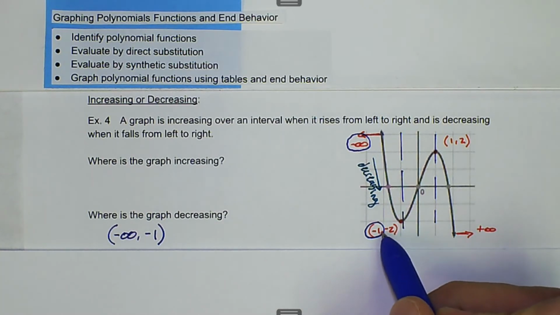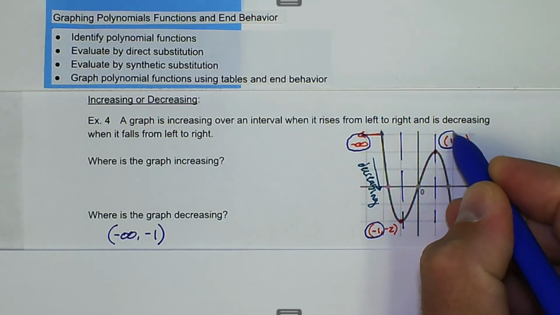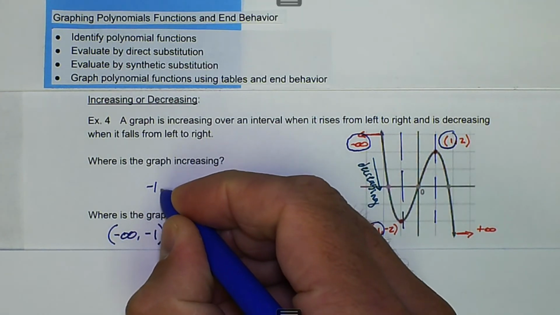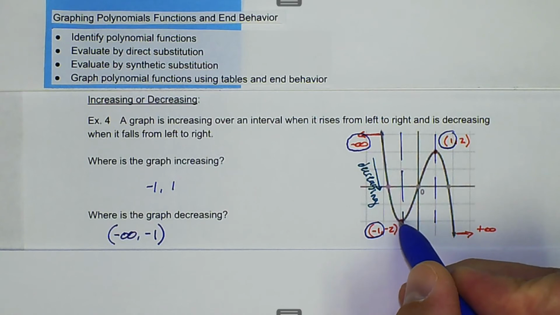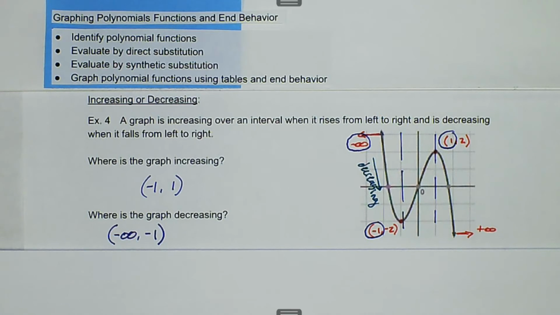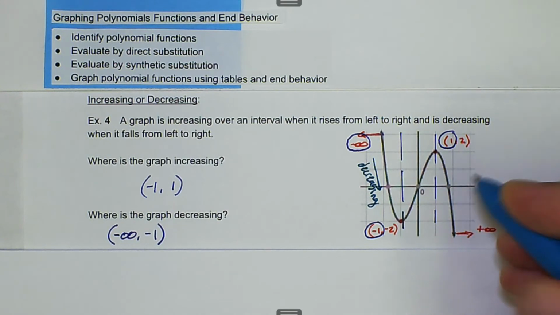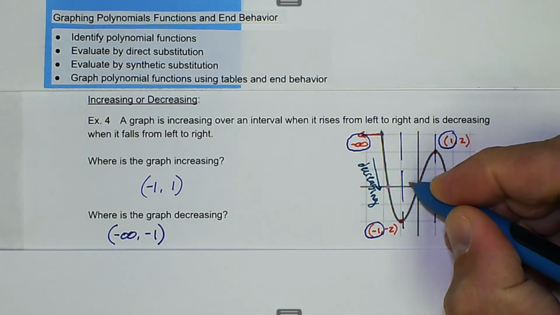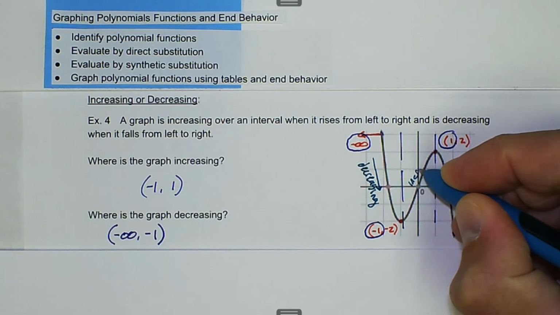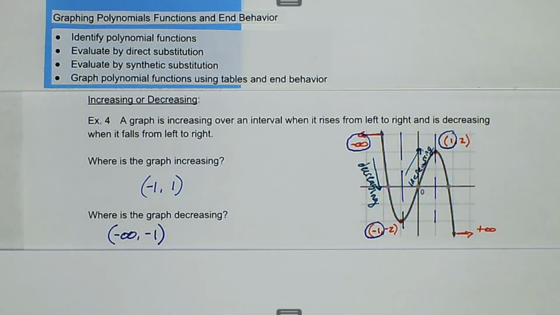Our next interval goes from -1 to +1. So that goes from -1 to +1. And again, the slope at both of these points is 0, so we're not going to include either one of those. So we use the parentheses to show that they're not included. And if we follow the function with our pencil, we can see that it increases. So this one is going to be increasing. So that part is increasing.